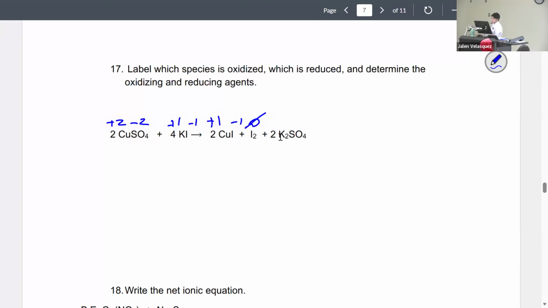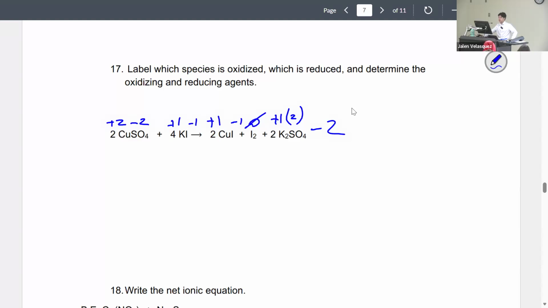So what's the oxidation number of potassium? So be careful. It's +1, but there are 2 of them. And then what's the oxidation number of sulfate? That's -2, right? So you're only looking at the individual oxidation numbers. You're not looking at what it is when it's in the compound multiplied there. Okay.